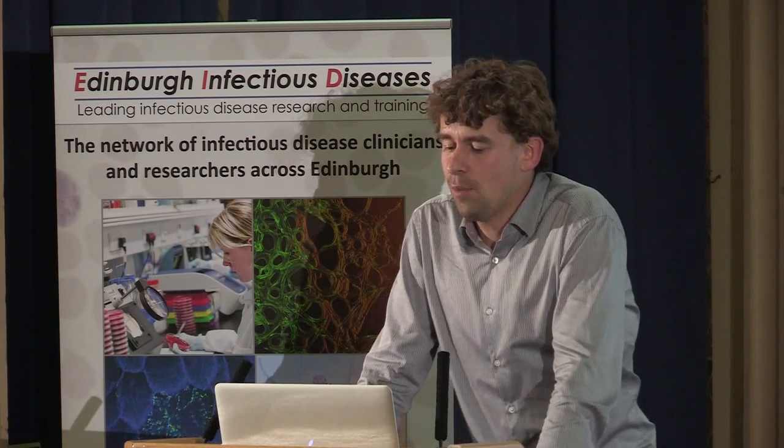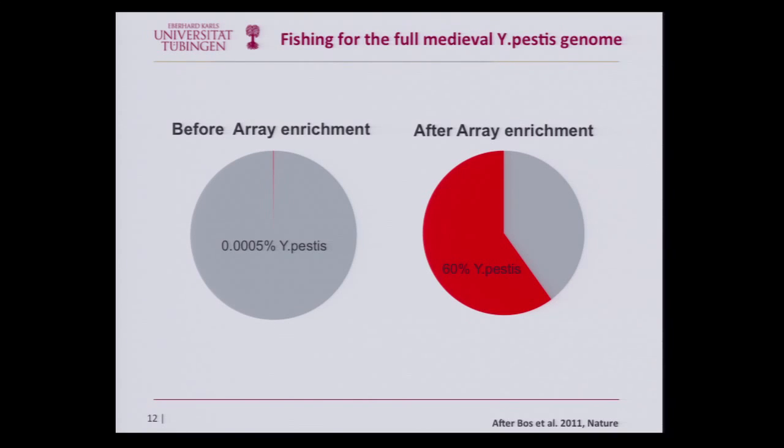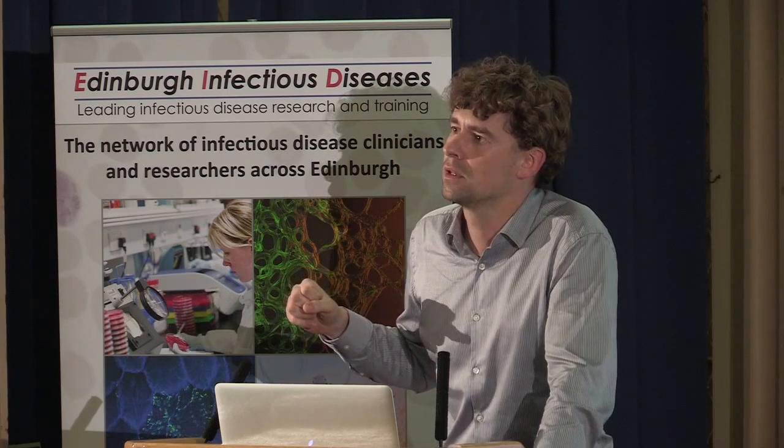If you then look at how much pestis DNA you had before this fishing approach, you see we had very, very little pestis DNA, whereas after this enrichment, we have a lot of pestis DNA. So we have fished out all those fragments. And those fragments we can now use to assemble the genome and reconstruct the genome of those ancient plague bacteria.